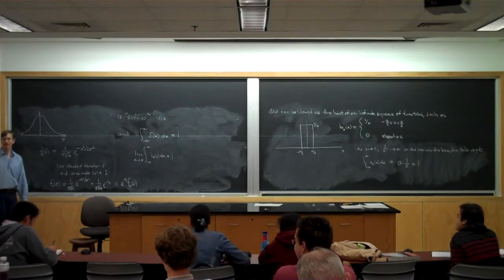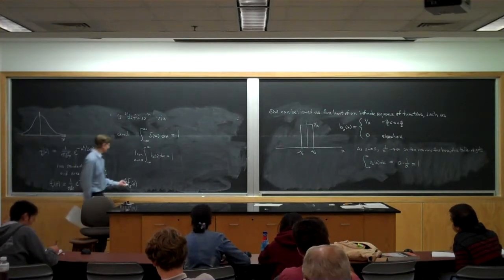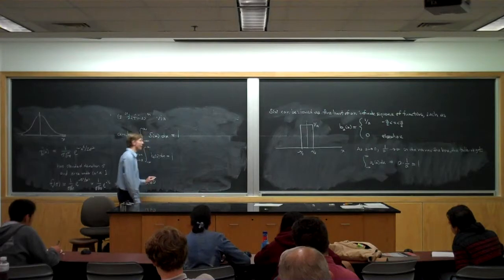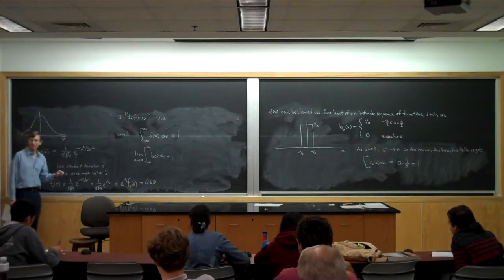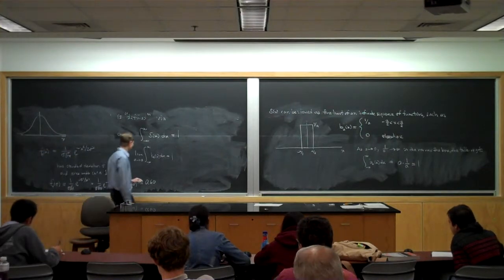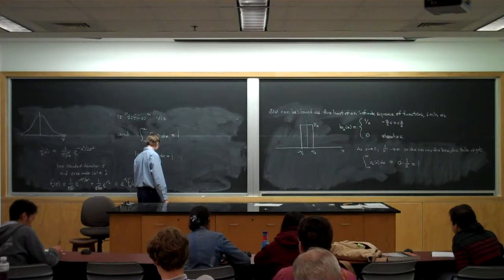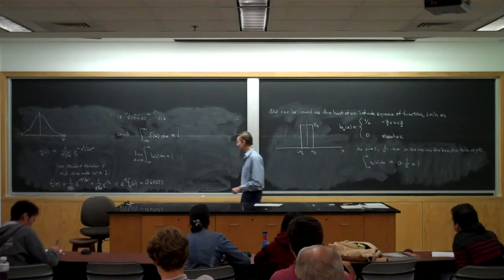e to the minus 1/2 is 0.60653. I'm going to sketch it on here, and I don't think I can go beyond about 0.60 or so.